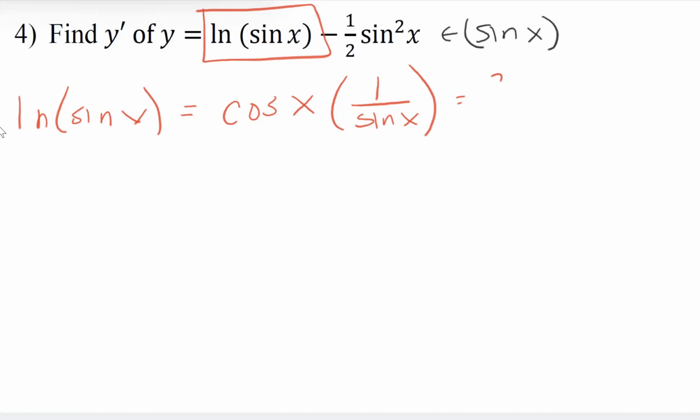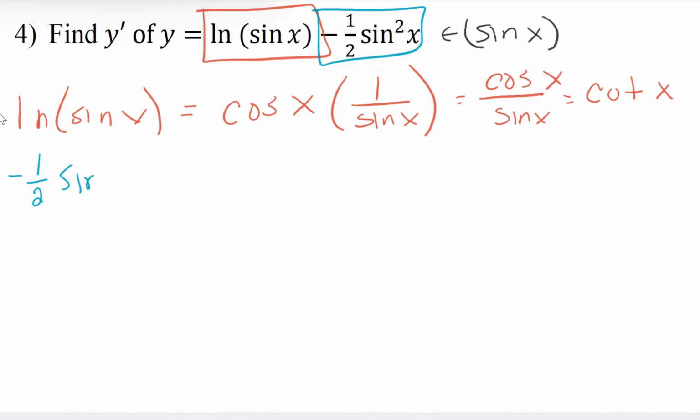So that's cosine x over sine x, which is cotangent x. Now if we look at this one, the derivative of sine x is cosine x, and then we bring down the 2, so it ends up giving you negative sine x. Because 2 times negative 1/2 is negative 1.